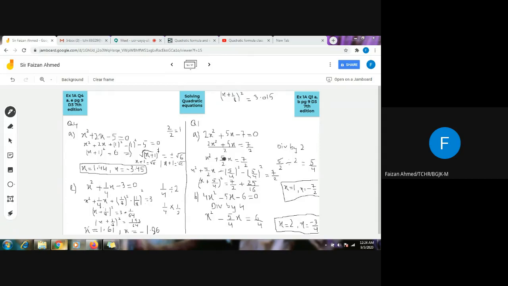I will take the coefficient of x, that is 5 upon 2, and I will divide it by 2. This will become 5 upon 4, because this sign of division will change into multiplication and this will be flipped, and this will be 1 upon 2. And when I multiply 5 upon 2 by 1 upon 2, it will become 5 upon 4. So I will add the square of 5 upon 4 and subtract the square of 5 upon 4 equals 7 upon 2 as it is.